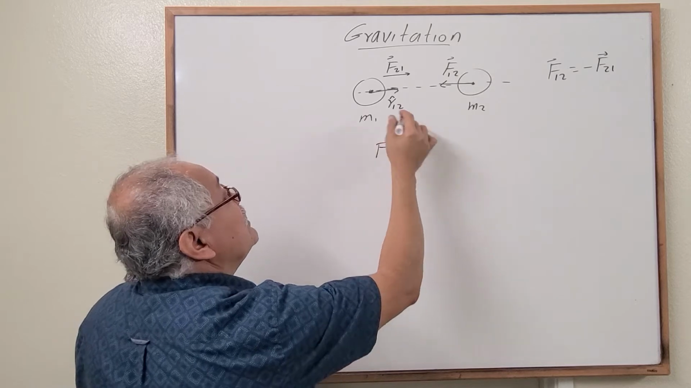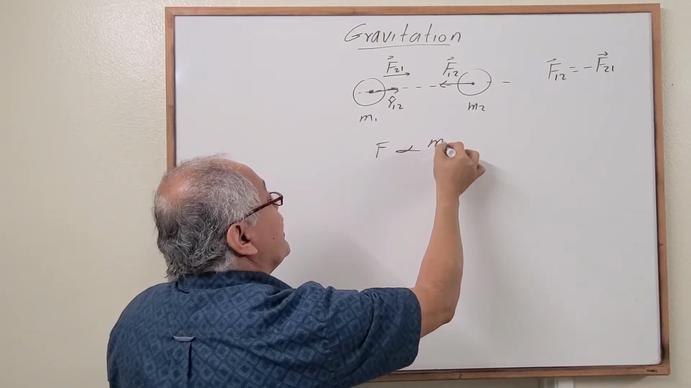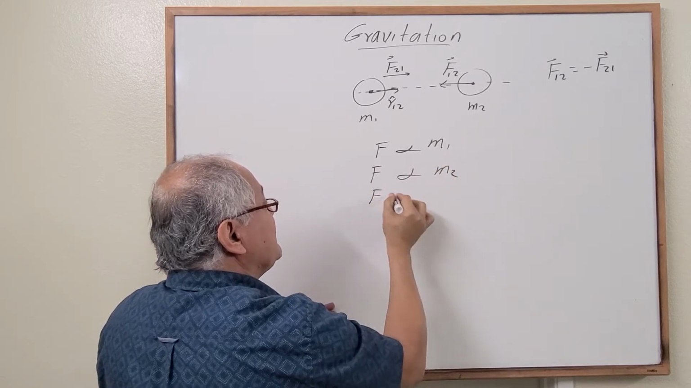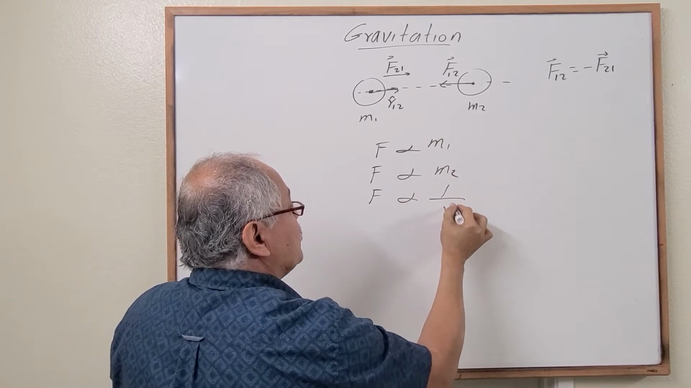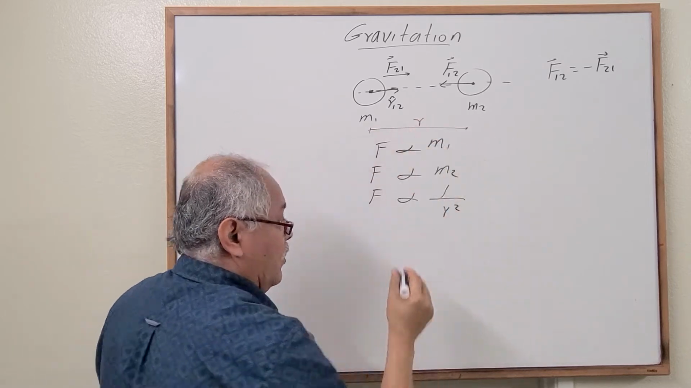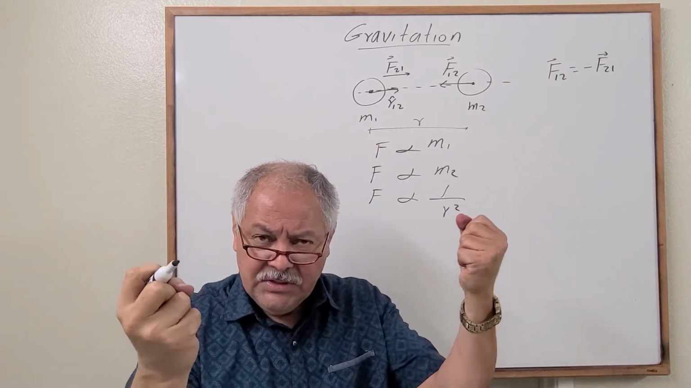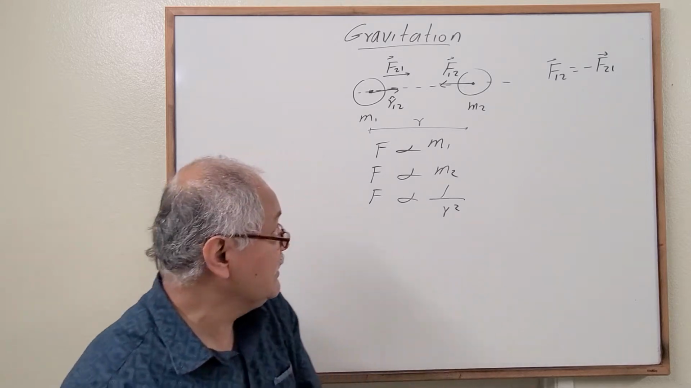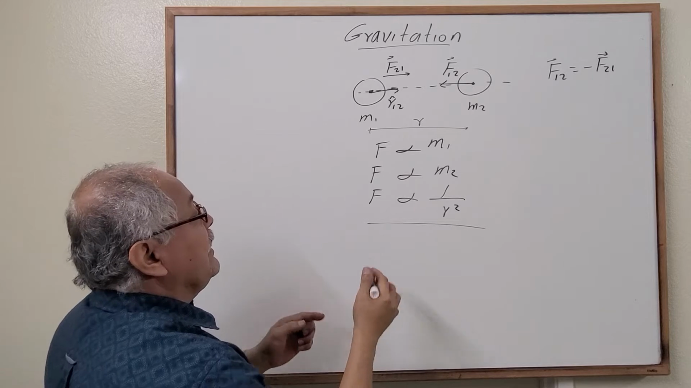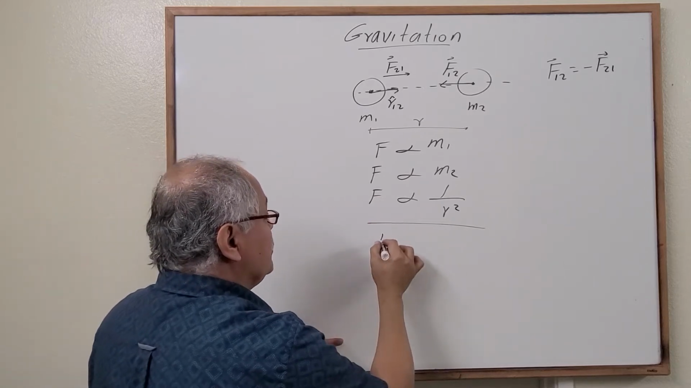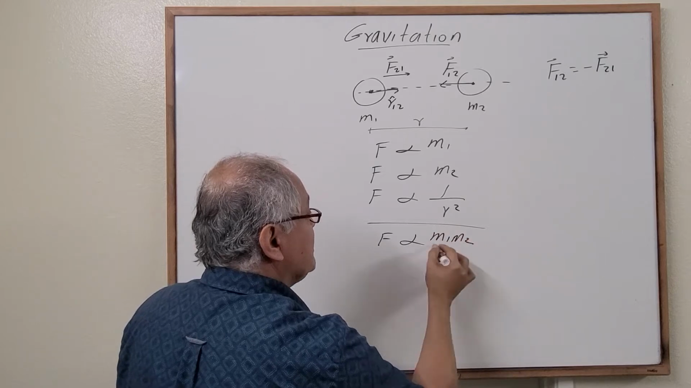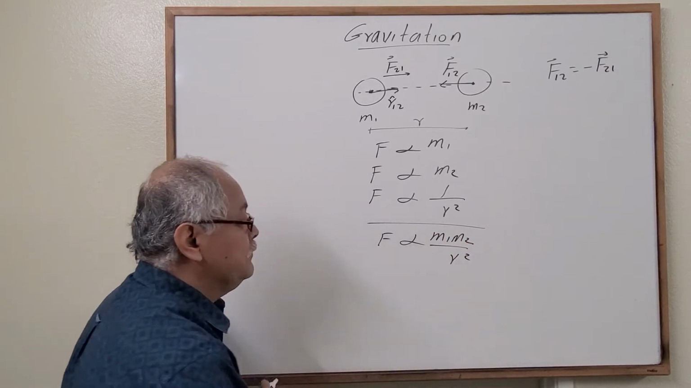The force between two objects is proportional to m1. Also, the force is proportional to m2, and at the same time, is inversely proportional to the distance between them squared, right? That's the distance from one center of mass to the other center of mass. Correct? Perfect. When we combine these factors that are acting on the force, we get that force must be proportional to m1 times m2 divided by r squared.